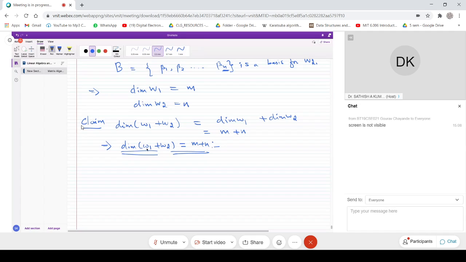So if I want to show that the dimension of W1 plus W2 is m plus n, what I show is the elements. There are bases which have m plus n elements. You can say the number of elements in the basis is called the dimension. So now what I have to show is the following.